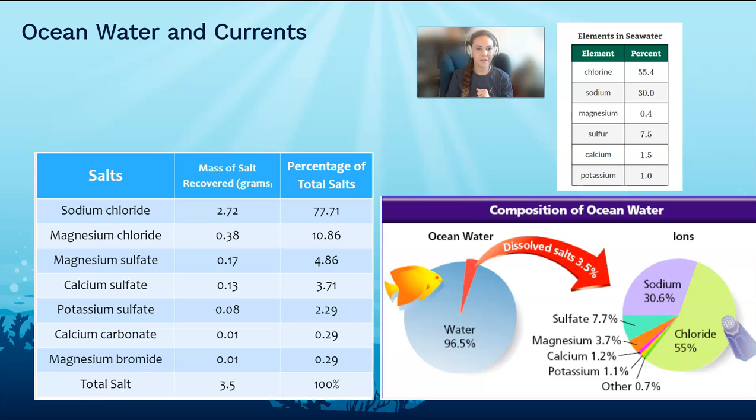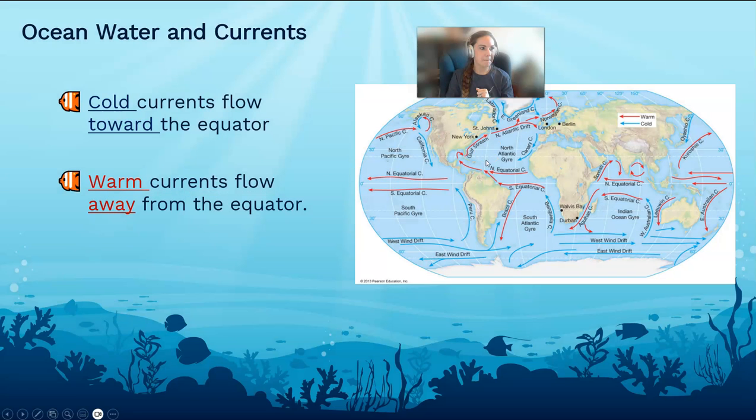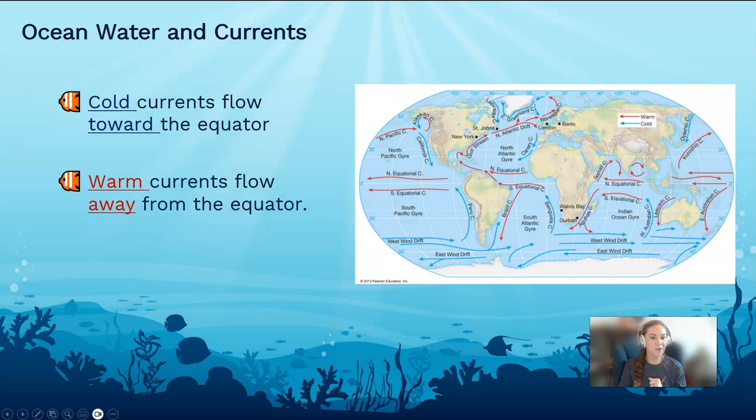All right. So now we're going to discuss currents. Here we have a map that shows the specific currents and how they flow throughout our Earth. Now you can see that the cold currents here, the ones in blue, they kind of flow toward the equator. Y'all see that? From the top, from the northern hemisphere, they go down toward the equator.